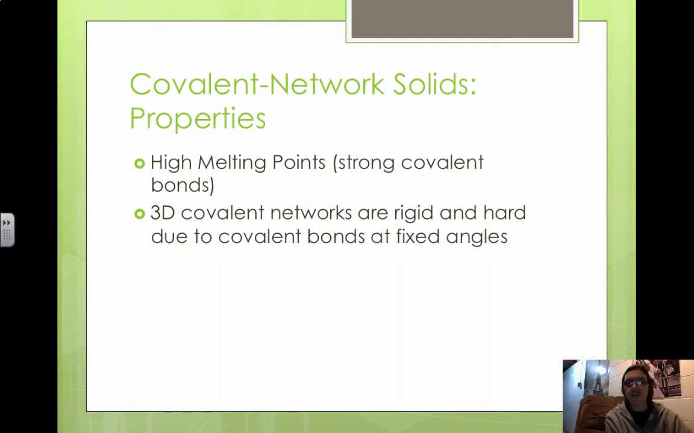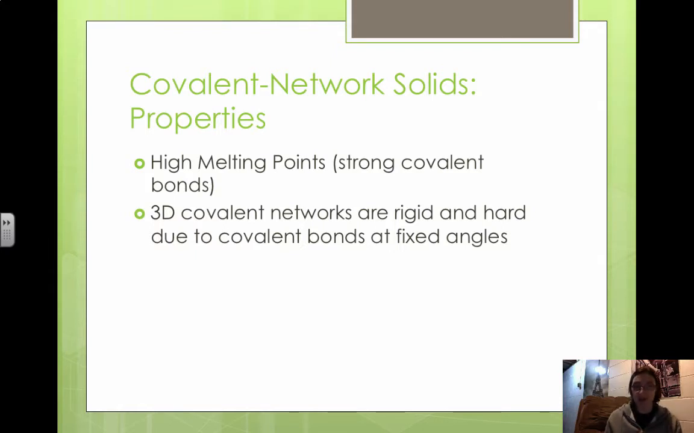So some properties of covalent network solids. They have very high melting points, and that's because they have strong covalent bonds. And because the covalent bonds are much stronger than the intermolecular forces, these solids tend to be much harder and have higher melting and boiling points. The three-dimensional covalent networks are rigid and hard because of the covalent bonds at fixed angles. This interconnected network of bonds explains why diamond is so hard and has such a high melting point.